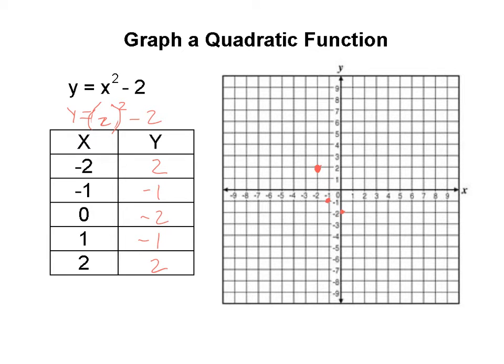That looks more like a V shape. There we go. 1, -1. There we go. And 2, 2. Do you see that V shape? So when you graph this, what you do is draw a line making that shape, put your arrows on the end, and then you see how we get a V? Kind of cool, right?